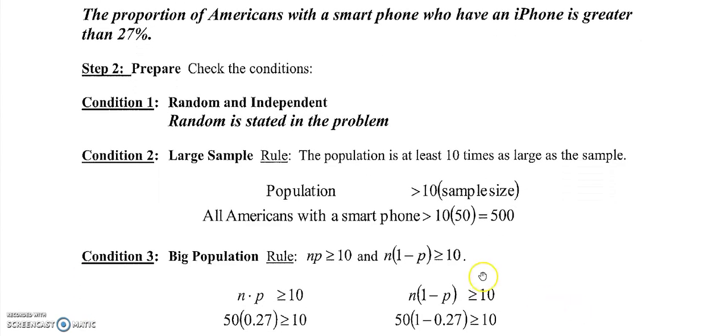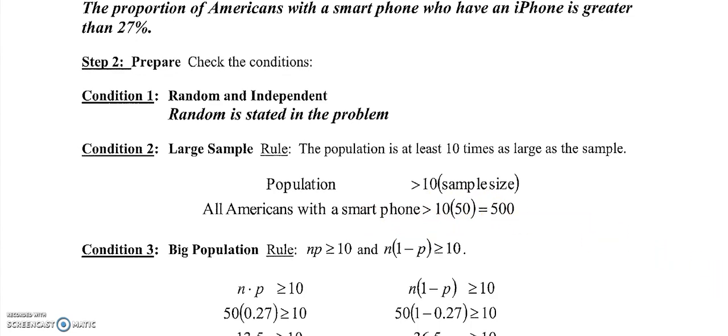The first condition is it needs to be random, and in the problem it states that it is random. Condition 2, the population has to be greater than 10 times the sample size. In this case, your population is all Americans with a smartphone, greater than 10 times our sample size of 50. 10 times 50 is 500. Are there more Americans with a smartphone than 500? The answer is yes.